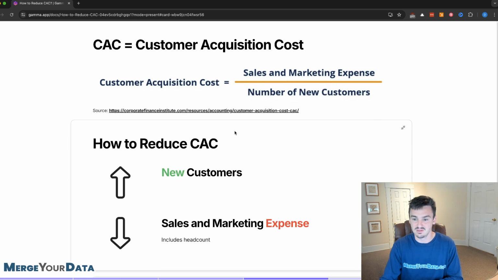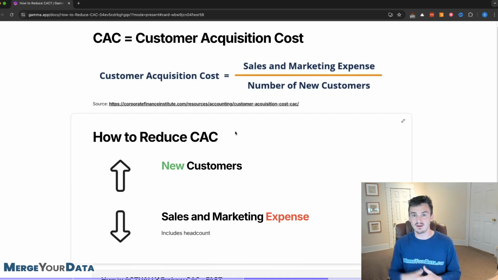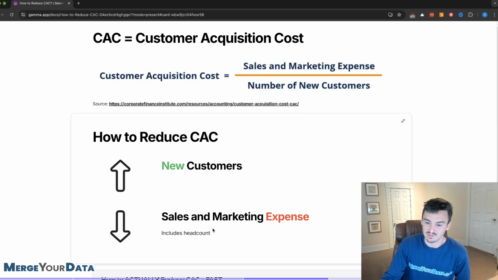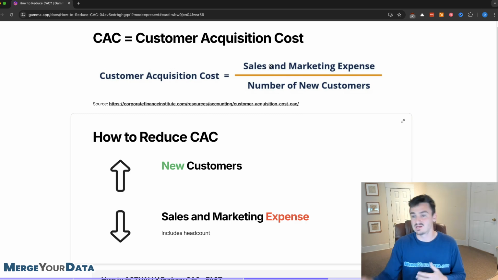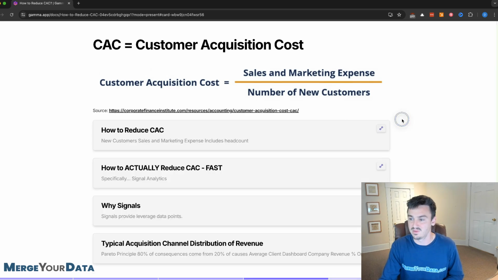Now, this is the basic no-brainer way, obviously this is just math. You either increase the number of new customers, the denominator, or you decrease the sales and marketing expenses. And that includes headcount. So obviously if we have a smaller number on top and a bigger number or the same number on bottom, then it's going to reduce our cost. Pretty simple math. That's not why we're making this video.